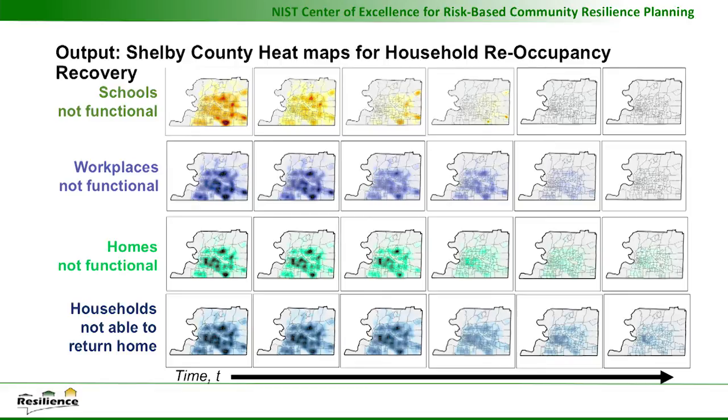Ideally, this type of output will be something that will be beneficial for decision makers in order to identify locations within a community that might either need to have mitigation efforts focused on, or in the case of not being able to return to homes, shelters or programs to provide housing over a long period of time.